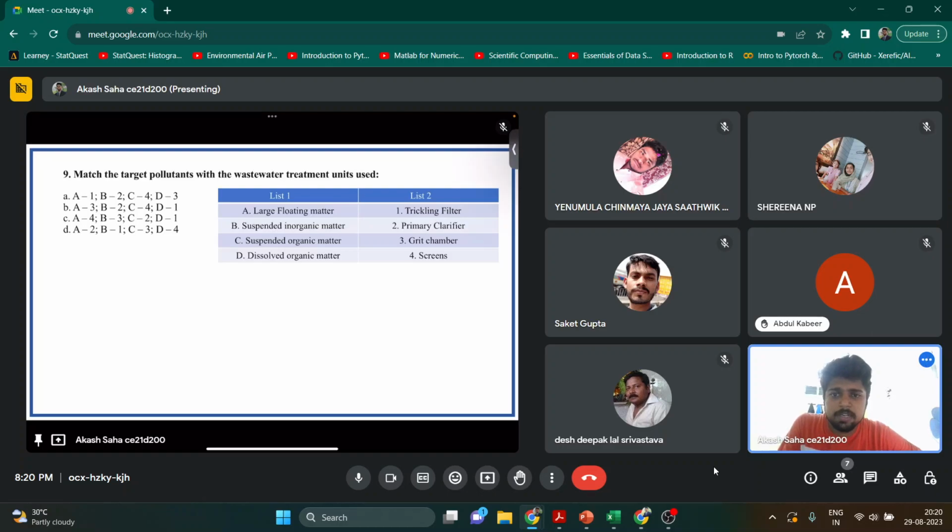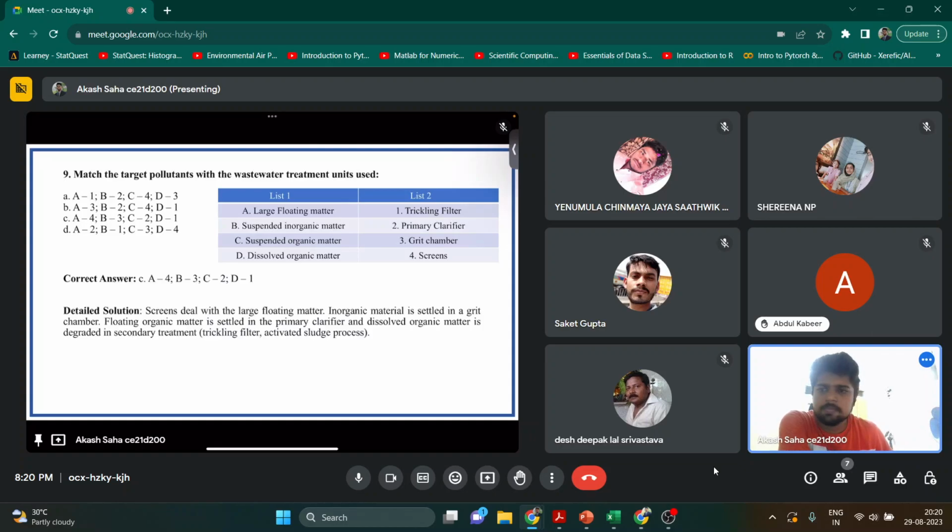Then we have suspended organic matter. Suspended organic matter will be removed with the help of sedimentation or a primary clarifier. And then the dissolved organic matter, on which bacterial action will be done, will be removed in the trickling filter. So we are moving from the largest particles to the smallest particles: screens, then grit chamber, then primary clarifier, then biological treatment as trickling filter. So option C is correct.